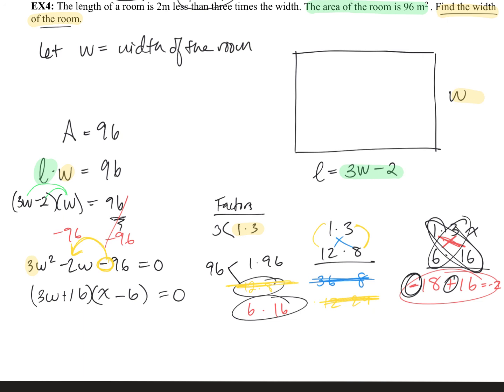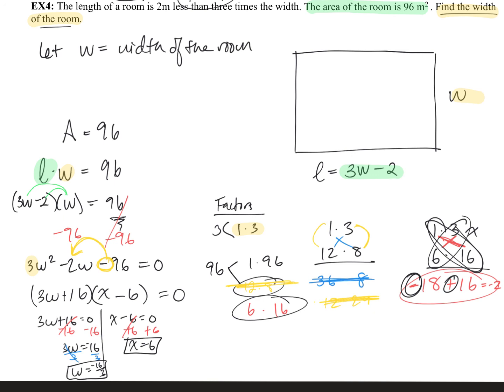Now what do we do? Well, we can set each factor to 0. And solve. Divide by 3, divide by 3. So W is going to equal negative 16 divided by 3. Or, add 6 to both sides, and we get W equals 6.